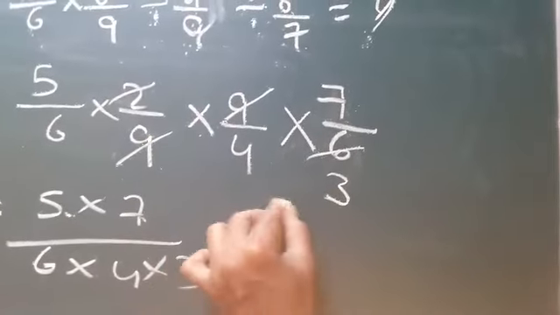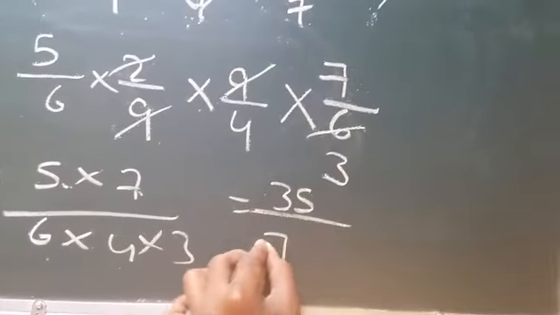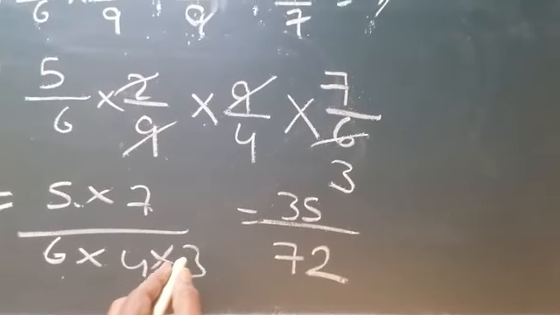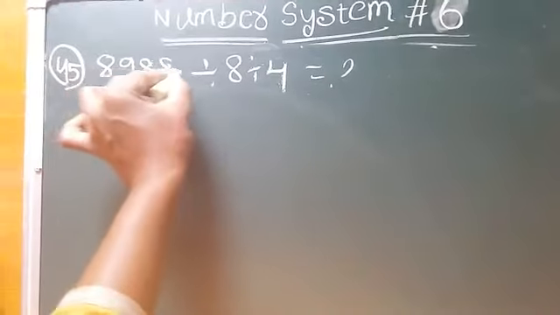7 fives are 35. 6 fours are 24. 24 threes are 72. If you want to simplify 35 by 72, you can, but the final answer for this question is 35 by 72. See the next problem.